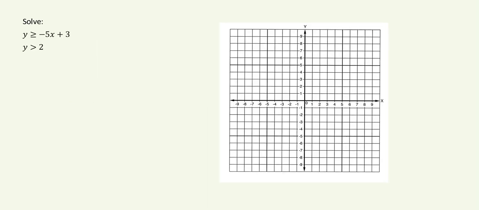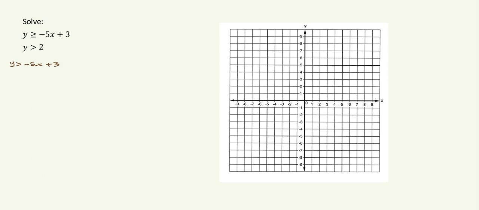So let's take care of this. y is greater than negative 5x plus 3, y is greater than 2. First, we're going to draw the graph of y is greater than minus 5x plus 3. So let's start with that. We'll do that on this side, and then y greater than 2. That should be pretty simple.